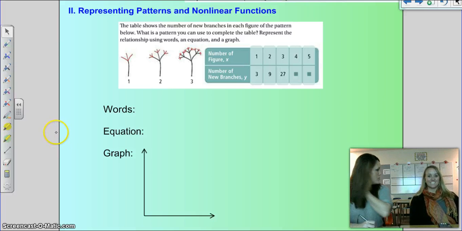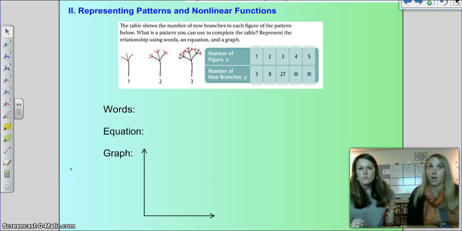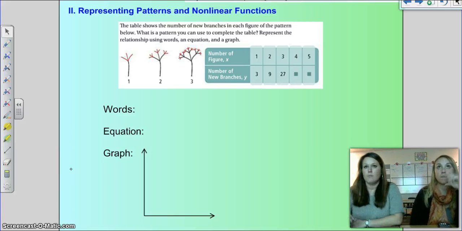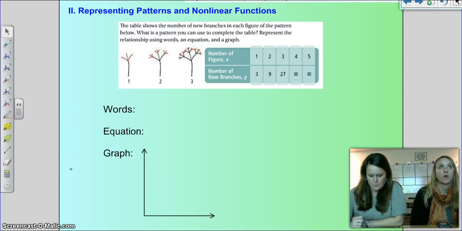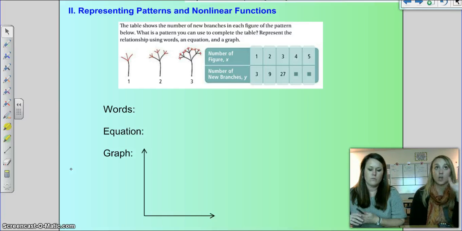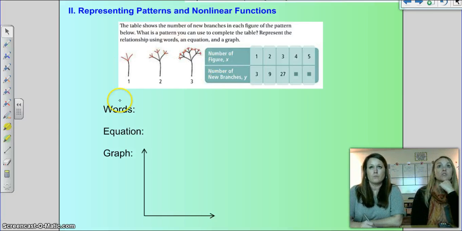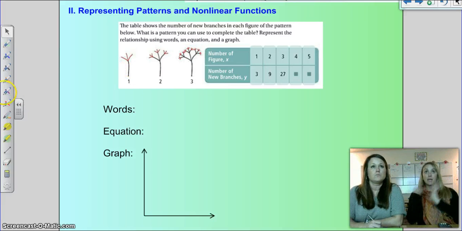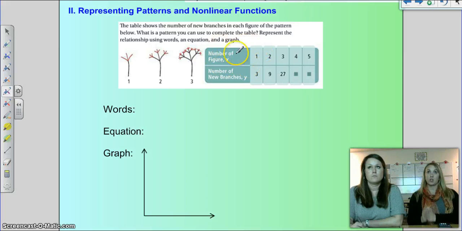Yeah. So we're looking at number 2. So here's another example of nonlinear functions. Okay. And this is a doozy. Right. So here we have a tree branch. Okay. It says, what is a pattern you can use to complete the table? So all we're given is 3 examples of the branches and then a table. So I see that according to my table, if I have my first figure, there are 3 new branches.